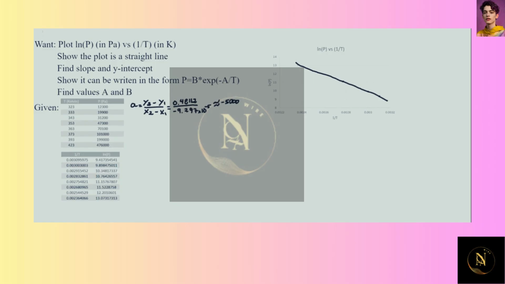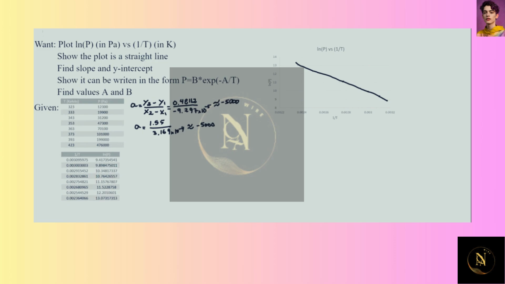We can do this again for another data point. Let's say this last data point and this one over here before the third to last. So if we calculate that, it's going to be 1.55 divided by 3.169 times 10 to the minus 4. And again, we're going to get minus 5,000. If you want to pause the video and calculate it by yourself, go ahead. The slope shouldn't change too much between these values, and you can pick any two sets of numbers to do this.